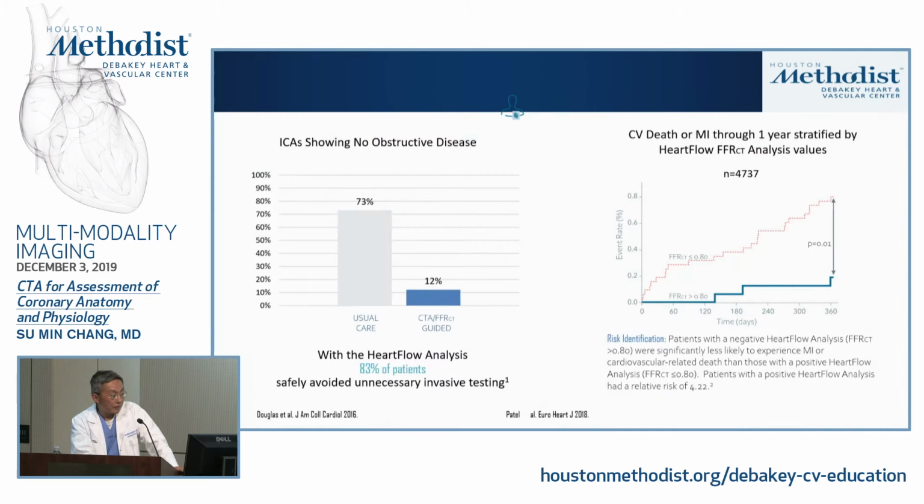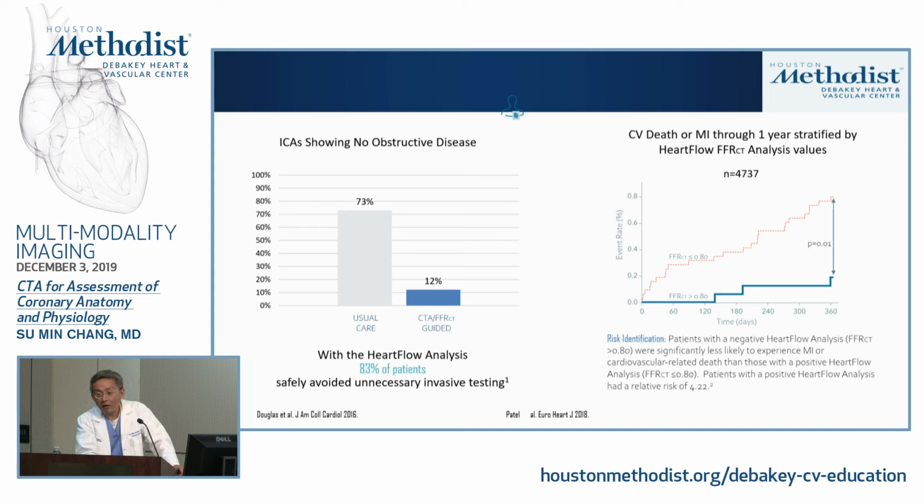And what happened is, with the usual care, 73% of the patients who went to the cath lab did not have significant stenosis. We kind of know that 60 to 70% of the patients who go to the cath lab do not have significant stenosis. And only 12% of the patients who had a CT-FFR and went to the cath lab had no significant disease. So you can see you're really doing less cath, and it's at a higher yield, basically.